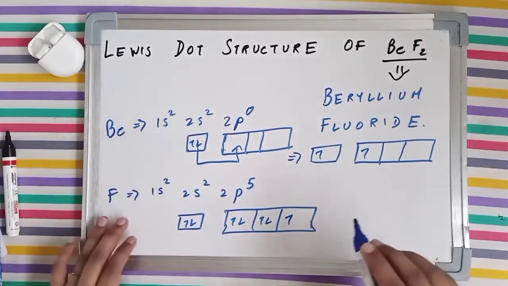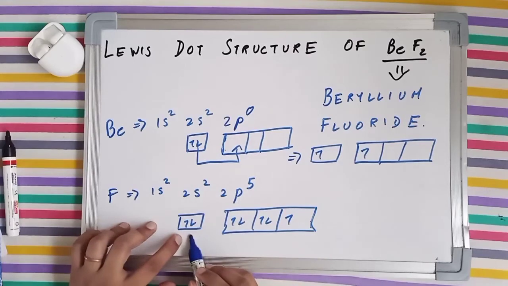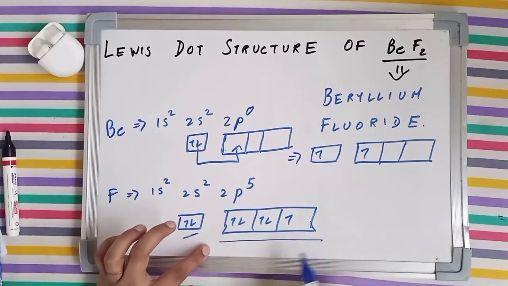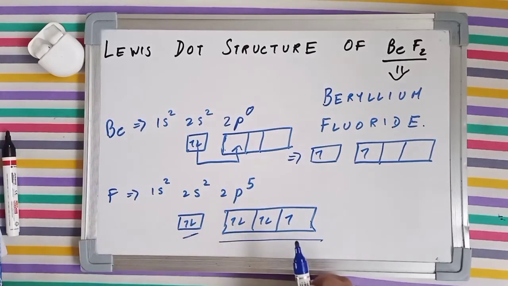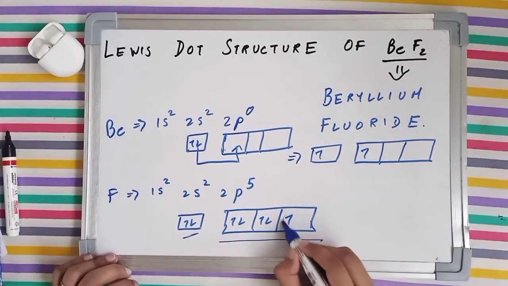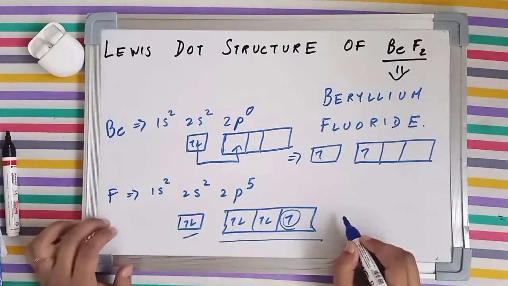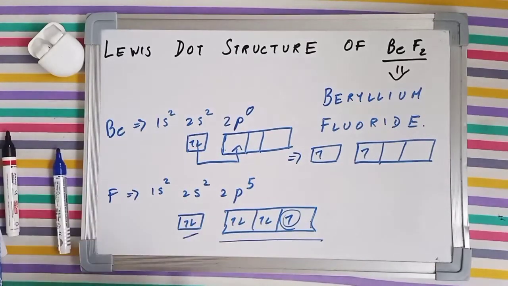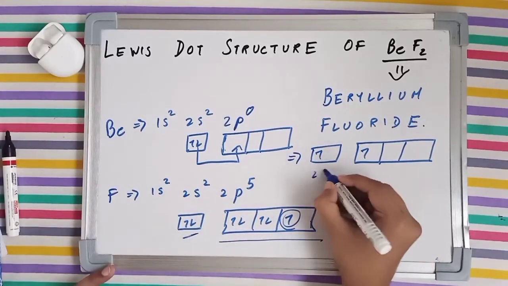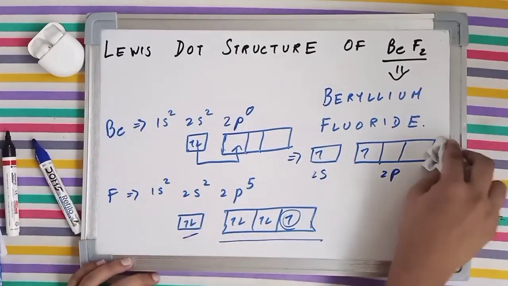Now talking about fluorine, its electronic configuration is 1s2, 2s2, 2p5. For 2s, it is having 2 electrons, and in 2p, you've got 3 orbitals, 1, 2, 3, having 5 electrons. Now the number of unpaired electrons is just a single one, which means that fluorine can make just a single covalent bond. Now let's proceed with the structural part. I hope you have understood what I did here, this part. This is basically excitation of beryllium.